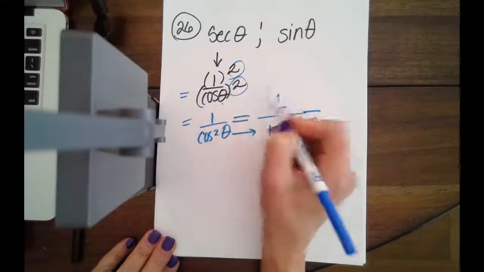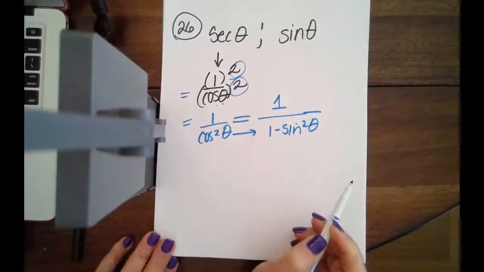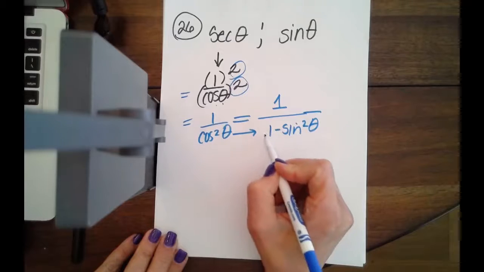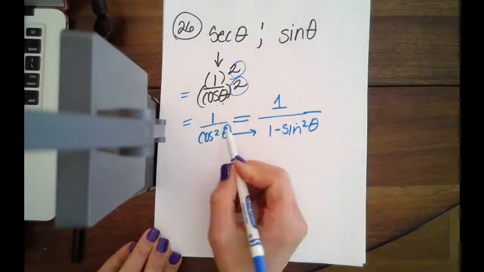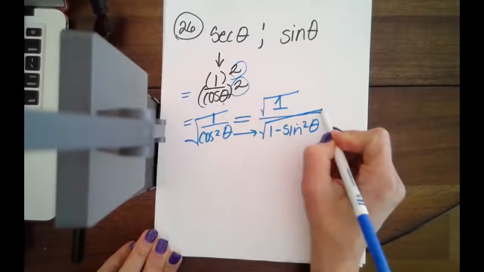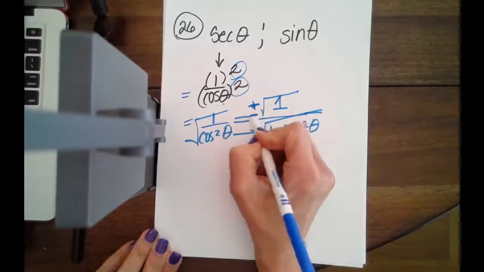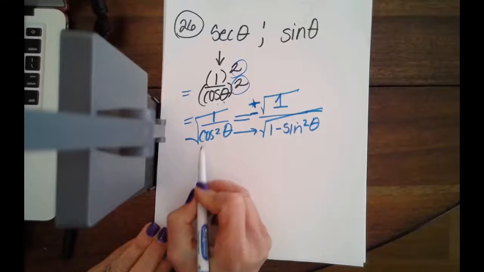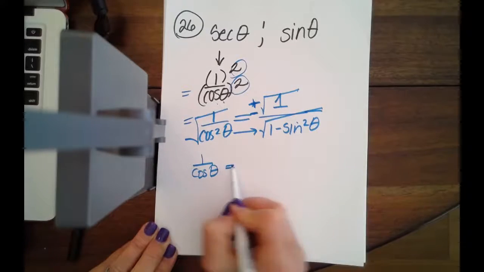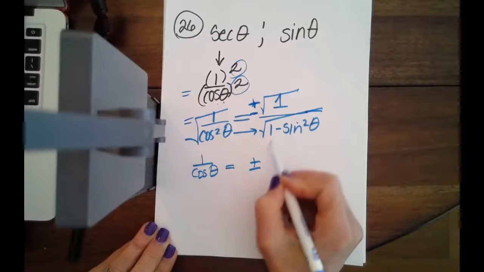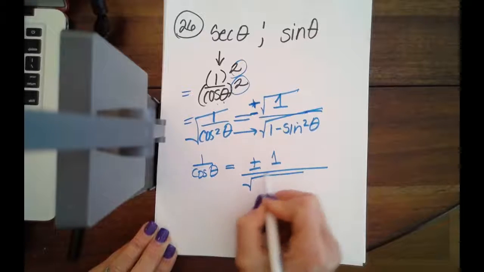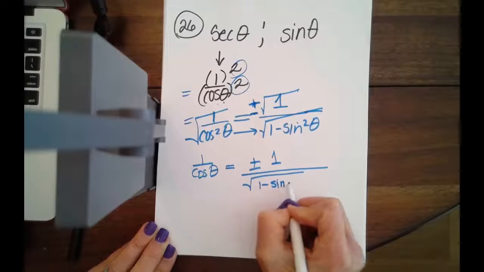Okay, so I have converted this secant into 1 over cosine. I legally was able to square the top and the bottom, which temporarily gave me 1 over cosine squared of theta, which I know is equivalent to 1 minus sine squared of theta. Well, now I want to take the square root of both sides, plus and minus, and this is going to give me over here 1 over cosine theta again, so we're back to secant, and now I have plus or minus. Well, the square root of 1 is 1, right? And then I have the square root of 1 minus sine squared of theta.